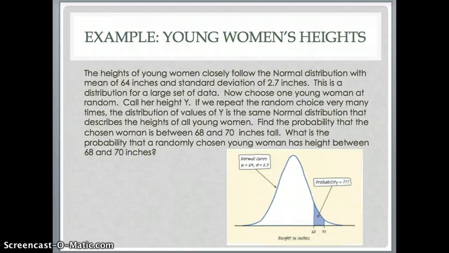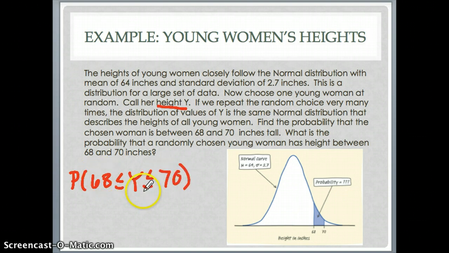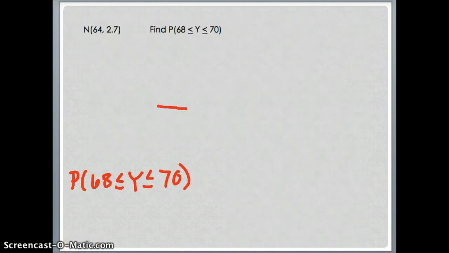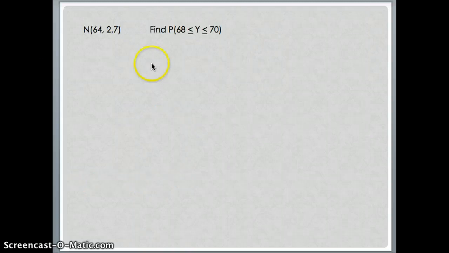So what is the probability that a randomly chosen woman has height between 68 and 70 inches? They tell us y for our variable here. And so ultimately we are looking for that height, that variable, to be between 68 and 70 inches. Okay, so let me just flip to another page so I have more room to do this work.